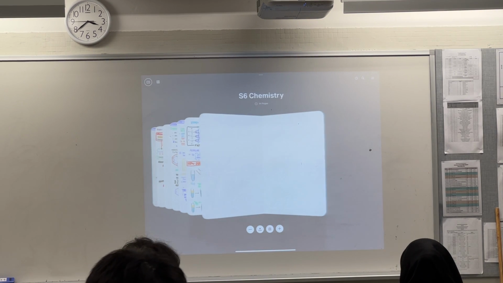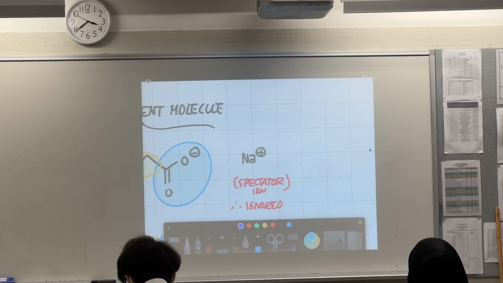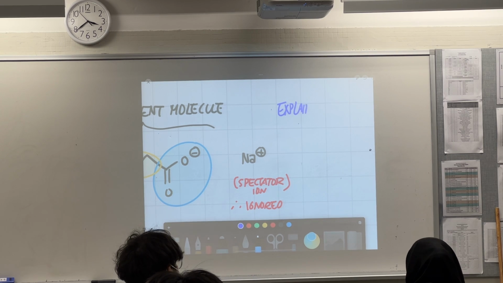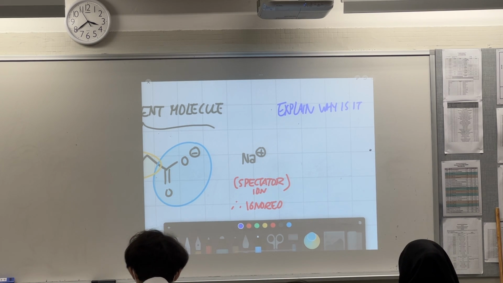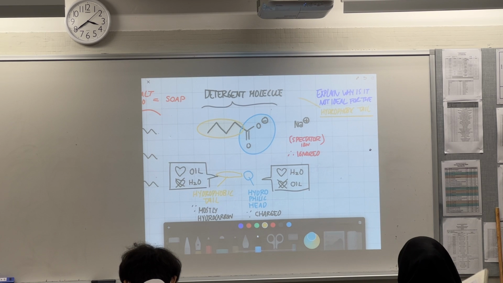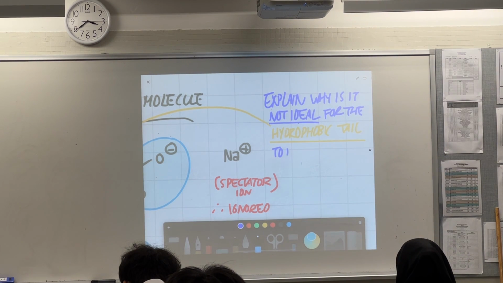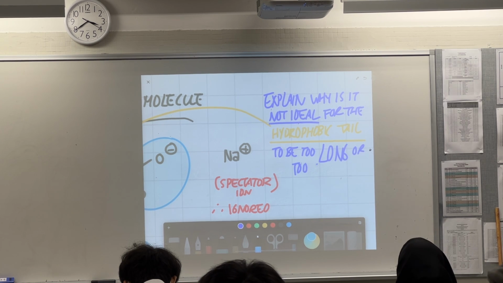Okay, so this is what I'm going to put down at the bottom of the page, or maybe on the side of the page here. Explain why it is not ideal for the hydrophobic tail to be too long or too short. So this end, we call it the hydrophobic tail. We don't want it to be too long or too short.